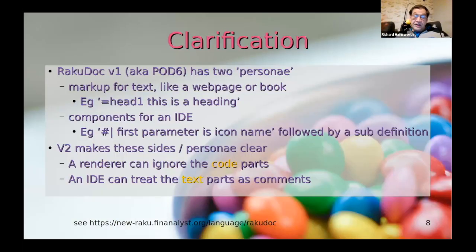So, why change? Well, if you read the document pod, and pod tables in the documentation suite, you will see things like blocks such as equals head 1. You will also see things like this ampersand straight line, which is attached to the declaration of a variable, or the declaration of a function, or the declaration of a class.